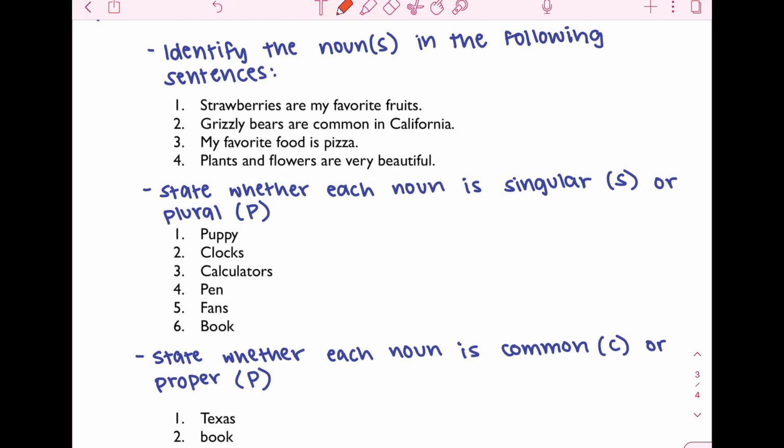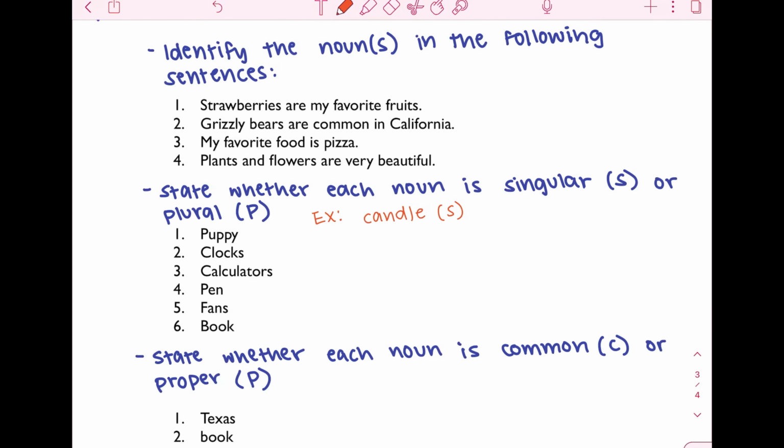Next up, we have state whether each noun is singular or plural. So right next to each noun, I want you to write singular or plural. So for example, I'm going to really quickly do candle. So let's say I had candle. This noun is obviously singular, so I'm going to write a small s in parentheses right next to it. So this is your example.